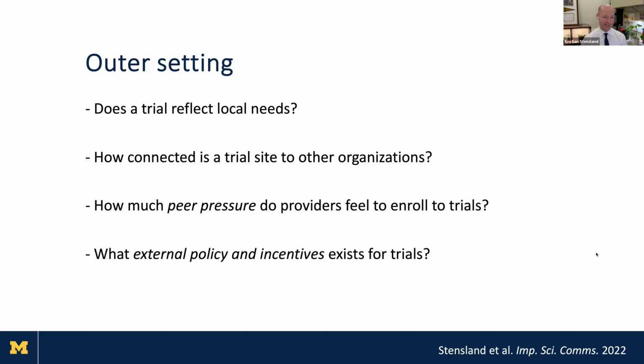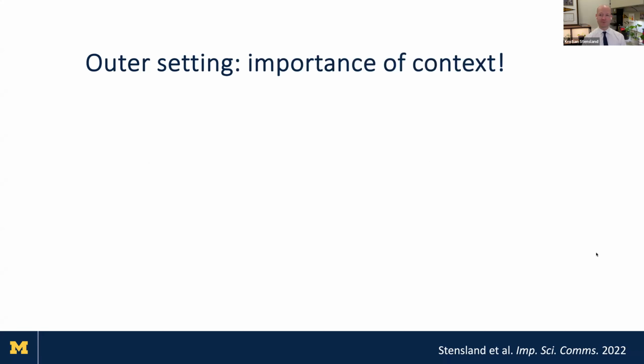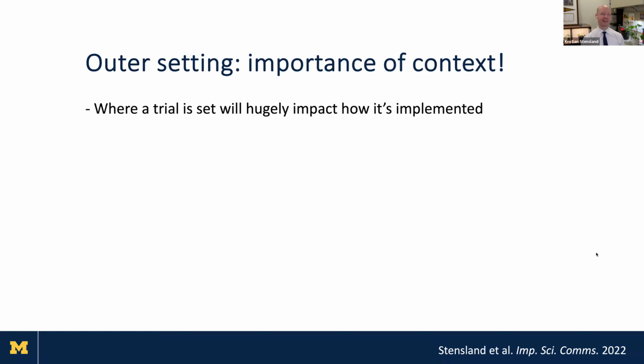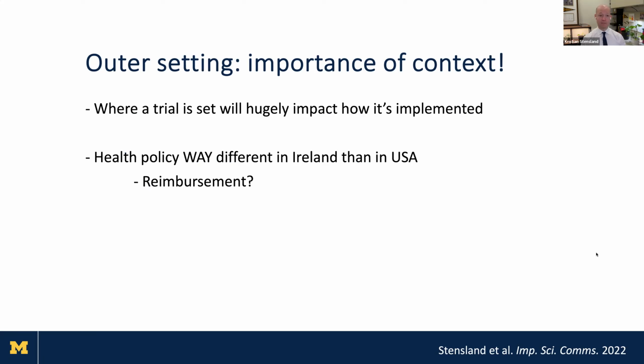Something else that's important here is external policy and incentives that exist for trials. I bring this up because the importance of context relies a lot on where a trial is set, and where a trial is set is going to hugely impact how it's implemented. For example, specific to our talk today, health policy is obviously way different in Ireland than it is in the United States. In other areas relative to the United States in particular, the way care is delivered, the way we are incentivized, the way we're reimbursed can be hugely different.